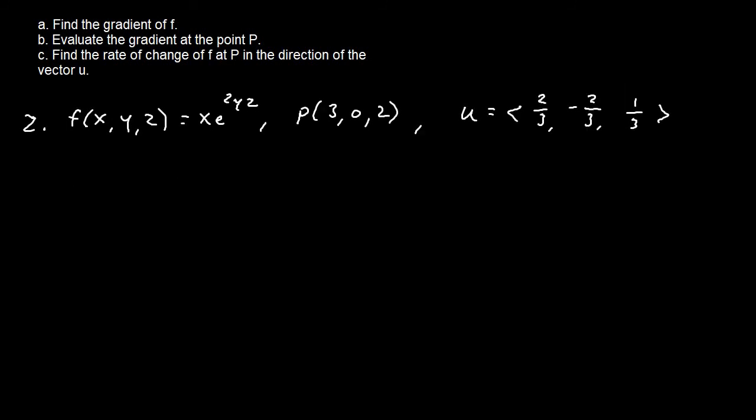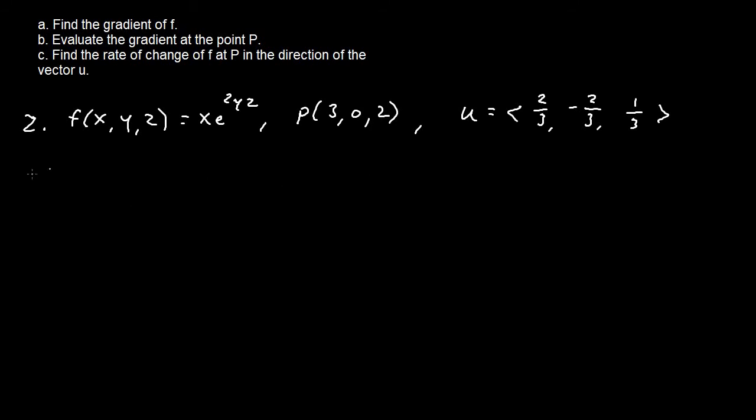So for number 2, we have f of x, y, z equals x times e raised to the power of 2yz. The point is (3, 0, 2), and the unit vector given to us is 2/3, negative 2/3, and 1/3. Notice we have three variables this time, x, y, and z. So the formula for the gradient of f has the same structure, we just have to add that z component. It's going to be f sub x, comma, f sub y, comma, and then f sub z, all evaluated at the point x, y, z.